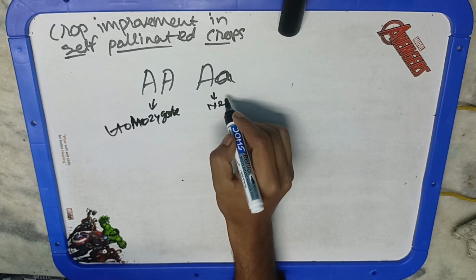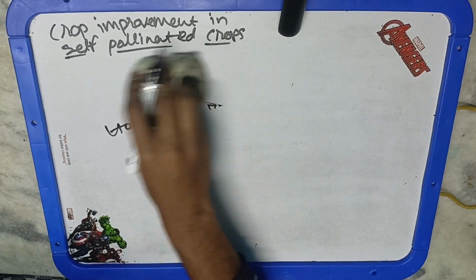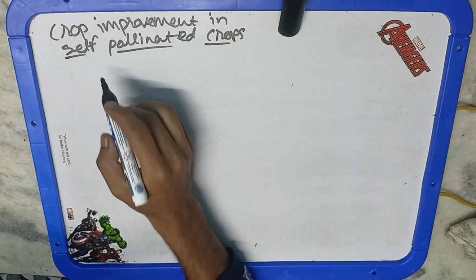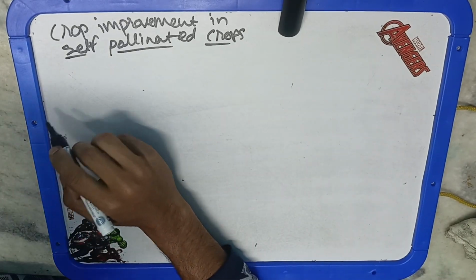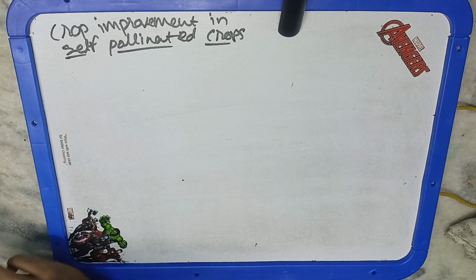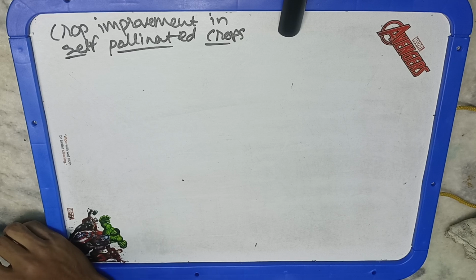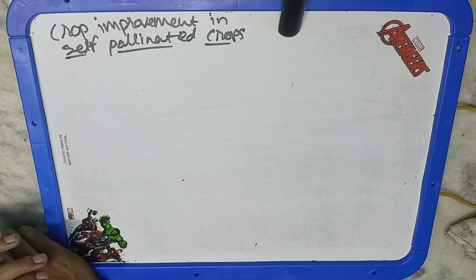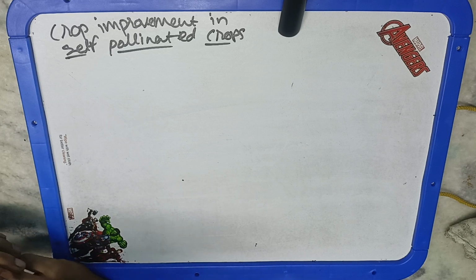Then the merits: it is a good method for improvement and, as we discussed, most stable in performance because all the plants have the same genotypic and phenotypic appearance. It provides good protection against diseases because we have already selected those which are promising. Then it is a simple and quick method of crop improvement. You can see it is not labor intensive. You just select the plants and grow them again.